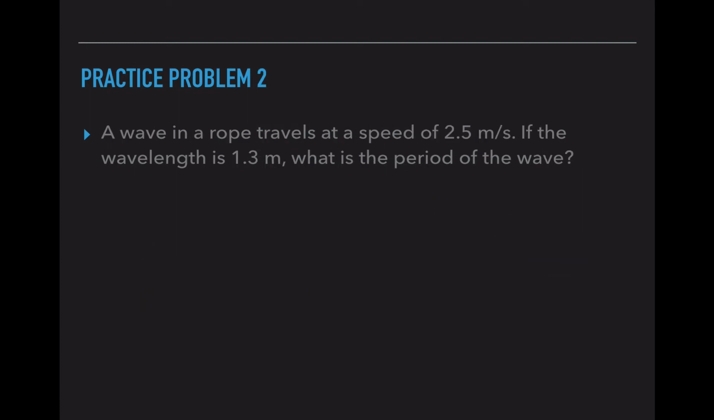Now the second example is slightly different. A wave in a rope travels at a speed of 2.5 meters per second. If the wavelength is 1.3 meters, what is the period of the wave? So again, I'm going to list out my knowns and unknowns. V is 2.5 meters per second. Lambda, or wavelength, is 1.3 meters. And capital T, or the period, is my question mark. So based on these three variables, I'm going to use the second equation given. So v equals lambda over period. I know v, so I'm going to plug in 2.5. I know lambda, so I'm going to plug in 1.3, and I don't know period.